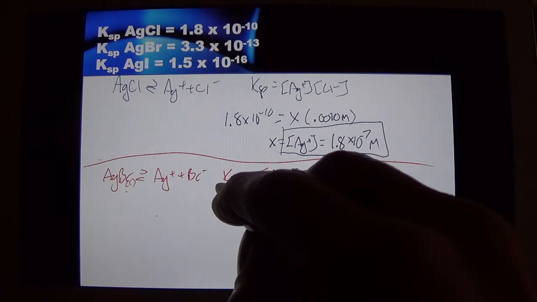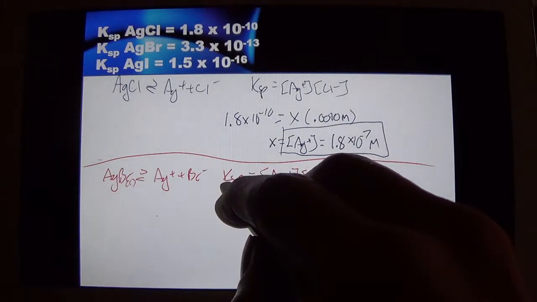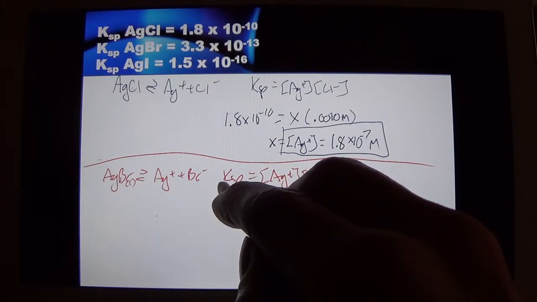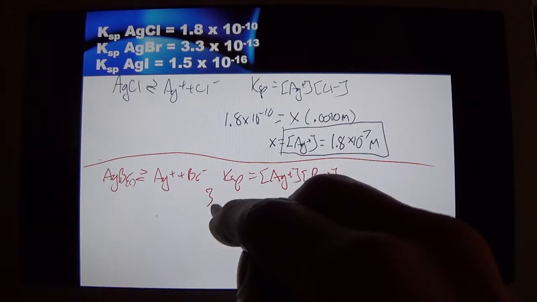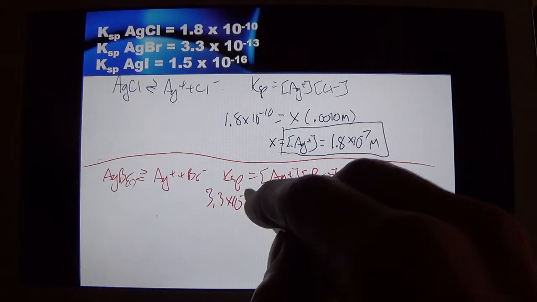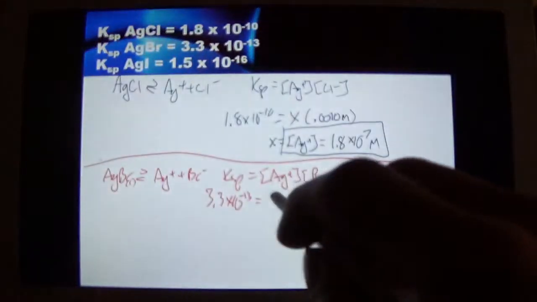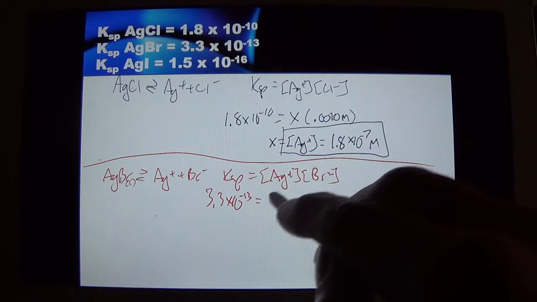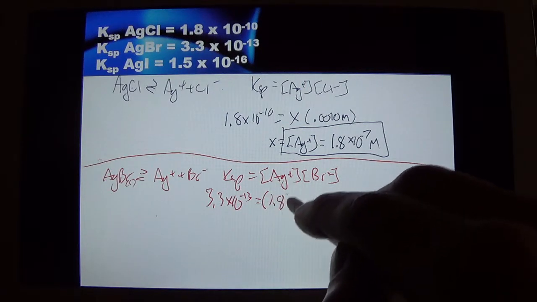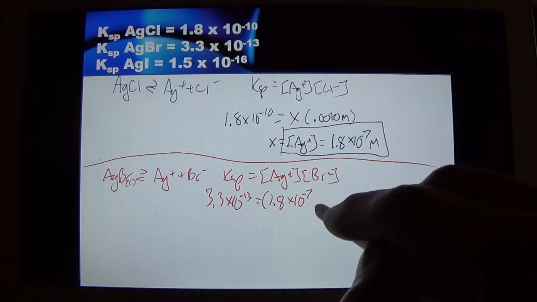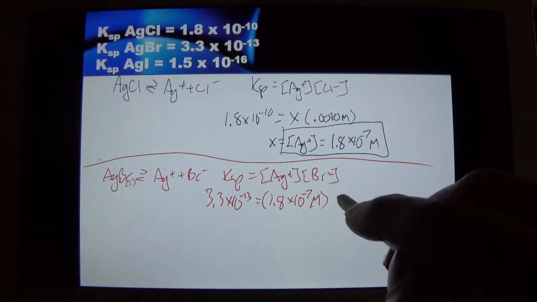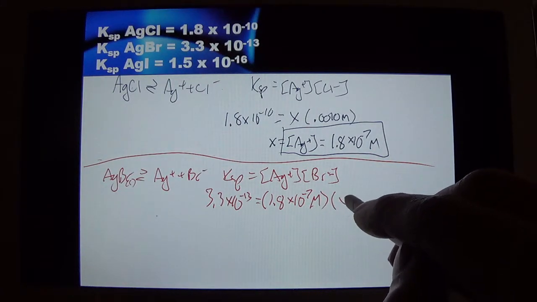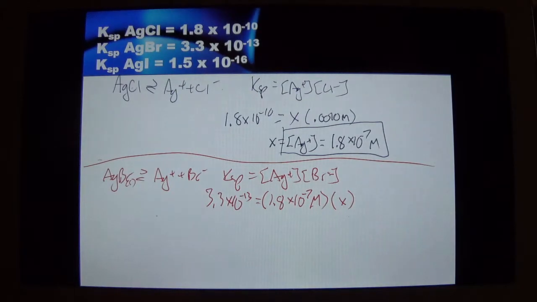Now I do know a Ksp. So I know that 3.3 times 10 to the negative 13 is equal to, check out what I know. I'm going to use this value. This is different than before. I'm going to use this value for my concentration of silver, and it's the concentration of bromide that I'm going to be able to solve for.